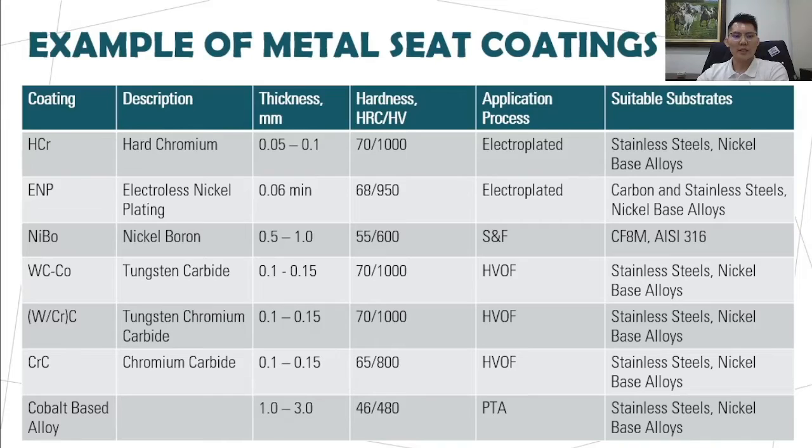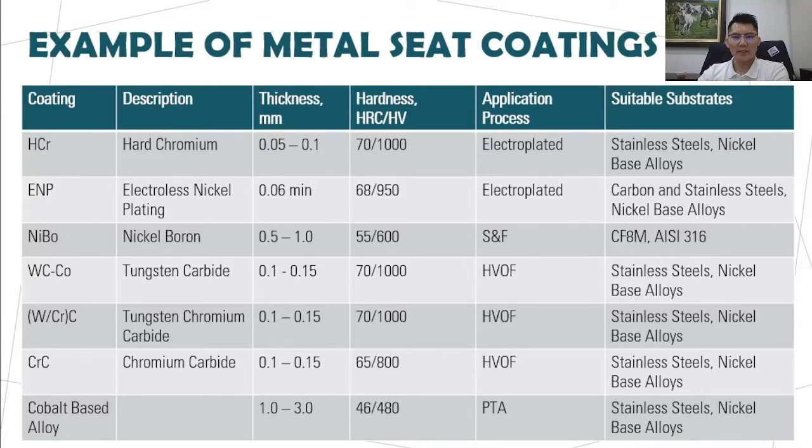And nickel boron. Compared to hard chrome and ENP, nickel boron performs very well in high temperature and high pressure applications. It is also suitable for abrasive media and dry gases. But it is not recommended for use with acid and wet chlorine. And as mentioned earlier, nickel boron has a limitation because it requires a very big furnace, otherwise there is a size limitation.